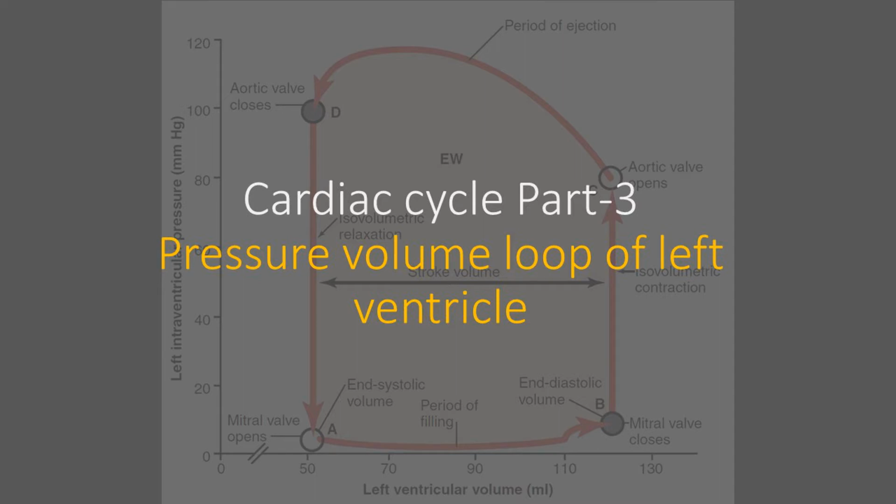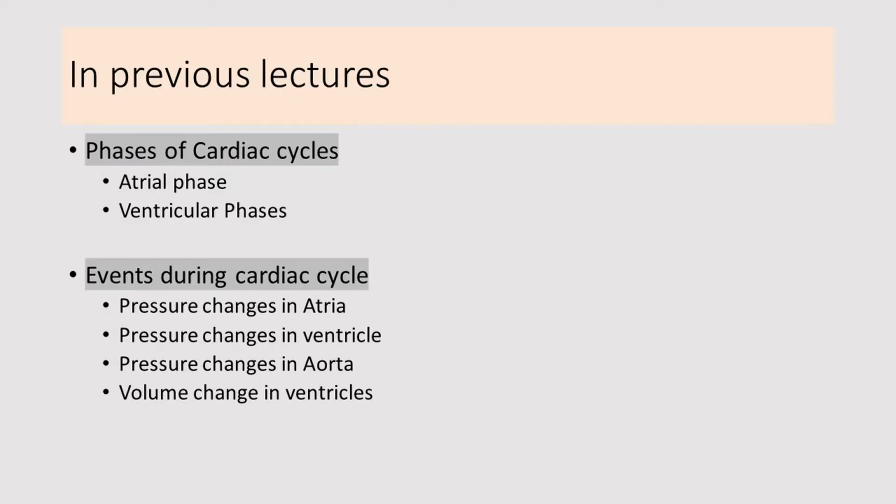Welcome students. In this video lecture, I will give you information about the pressure volume loop. This is the third lecture in the cardiac cycle. In the previous lecture, you have learned about the phases of the cardiac cycle. There are two phases, atrial phases and ventricular phases. Atrial phases include atrial systole and atrial diastole, and ventricular phases include ventricular systole and ventricular diastole.